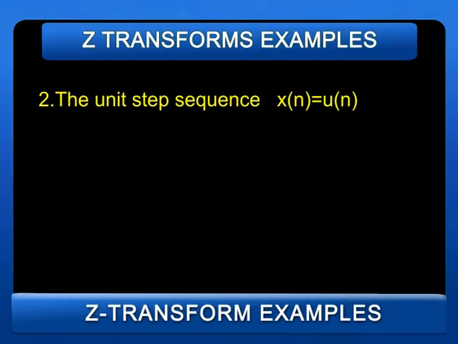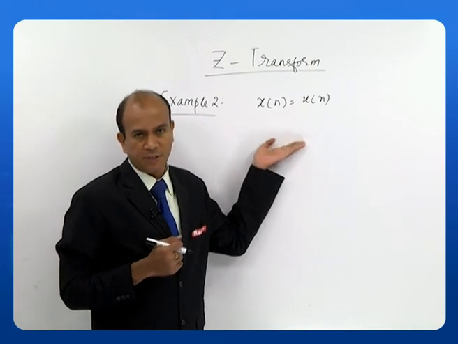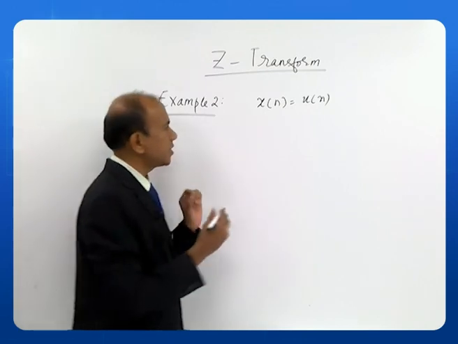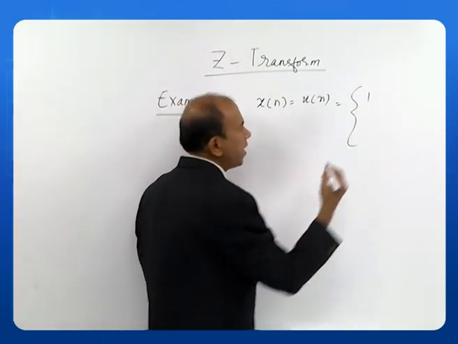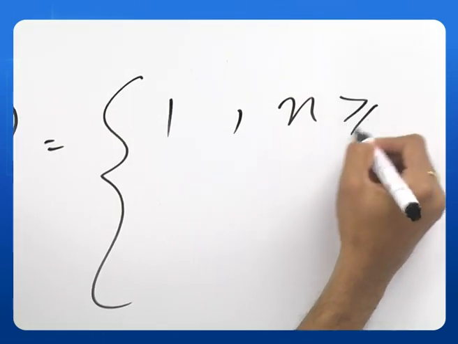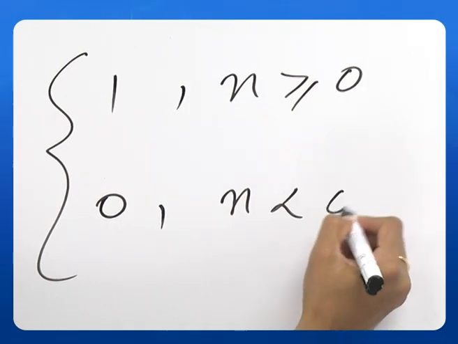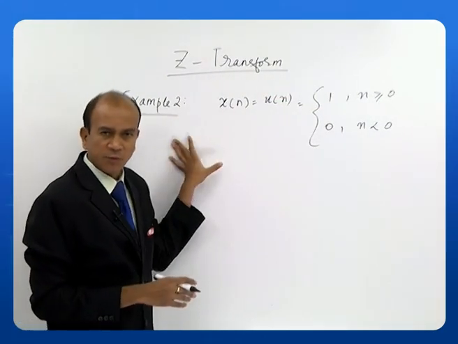Let us see the second example. I want to find out the z transform of a unit step function. So, what are the characteristics of the unit step function? The unit step function is equal to 1 when n is greater than or equal to 0, and 0 when n is less than 0. So, this is a unit step function. Let us calculate the z transform for this.